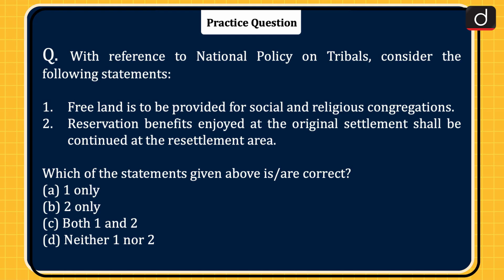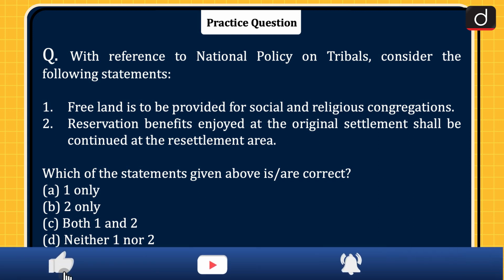Now it's time for the practice question. With reference to national policy on tribals, consider the following statements. 1. Free land is to be provided for social and religious congregations. 2. Reservation benefits enjoyed at the original settlement shall be continued at the resettlement area. Which of the statements given above is or are correct? 1 only, 2 only, both 1 and 2, or neither 1 nor 2?